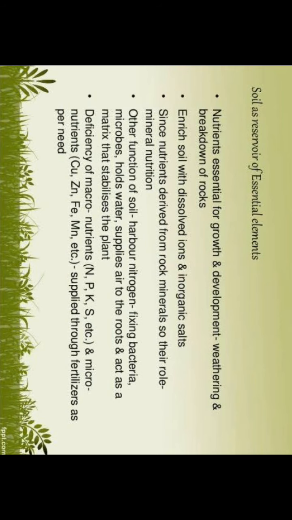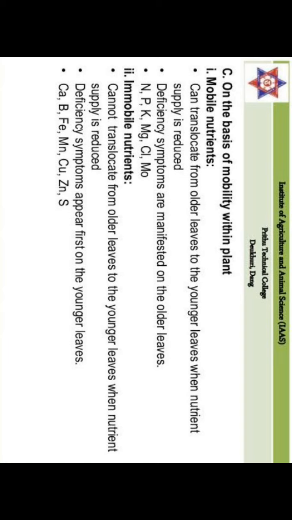You can see on the screen, students. Then here one more important point. How are these mineral nutrients moving from one place to another place? Those which can move are called mobile nutrients. Those which can't move are called immobile nutrients. Mobile nutrients, for example, N, P, K, Mg, Cl, Mo. Immobile nutrients: Ca, B, Fe, Mn, Cu, Zn, S.